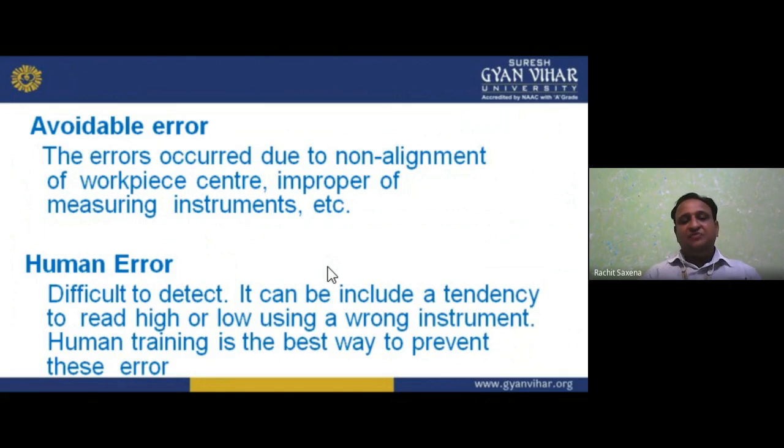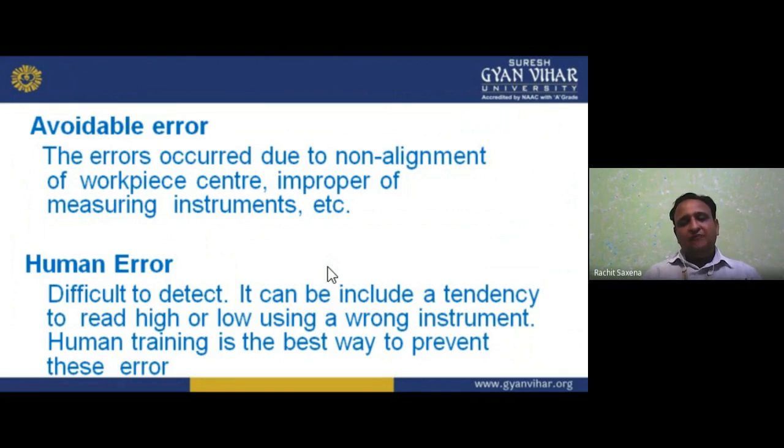Now human error is difficult to detect. It can include a tendency to read high or low, or using a wrong instrument. Human training is the best way to prevent these errors.